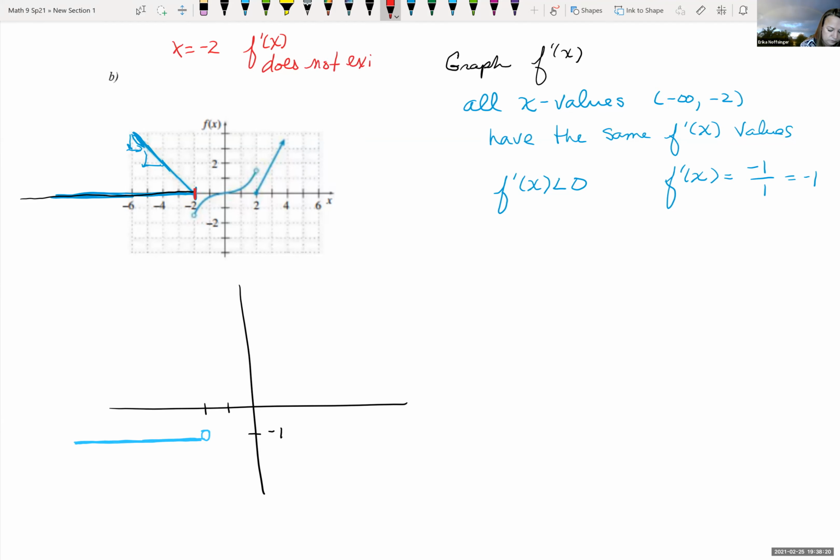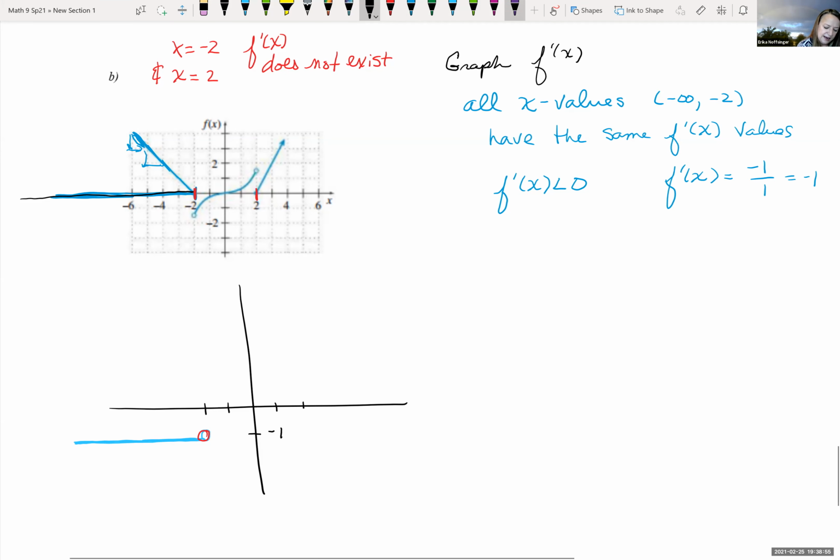But there's other values where it doesn't exist either. So there's a jump in our graph also when x equals 2. So where our derivative doesn't exist, we're going to have open circles there. Let's go to all values of x for the derivative function from 2 to infinity before we look at the piece in between.